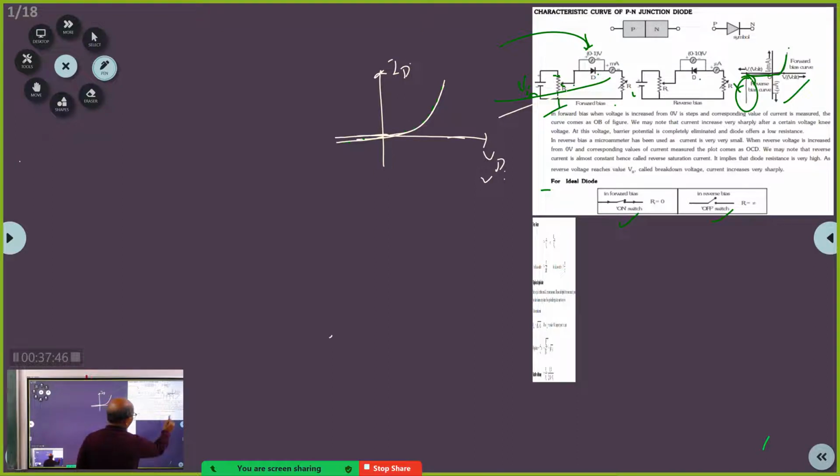Now, the ideal diode. You see, it behaves like a switch. For an ideal diode, RF is equal to 0 and RR is equal to infinity. And the cut-in voltage V cut is 0 for an ideal diode. Everything is clear?